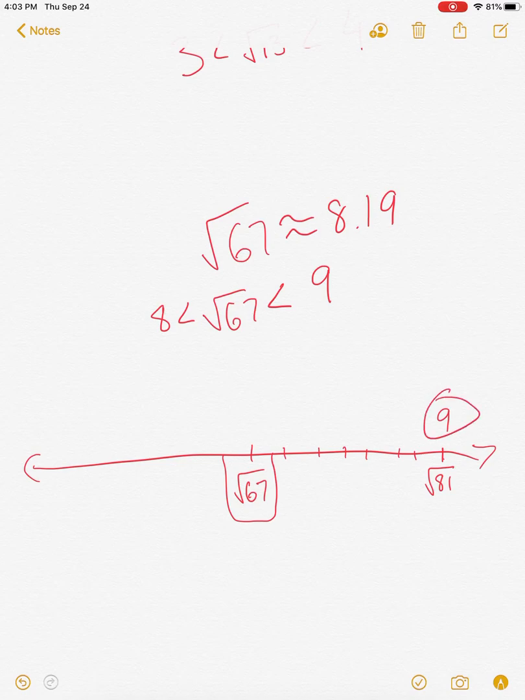And so that's going to be my bigger number, and then I could do the same thing going backwards. So I'd have square root 66, 65, 64, and square root 64 is a perfect square that equals 8. So that would be my lower number. So once again, I would have 8 is smaller than square root 67, and square root 67 is smaller than 9.